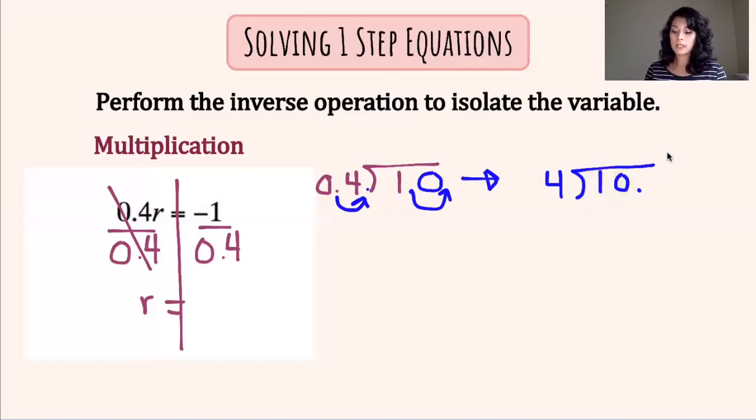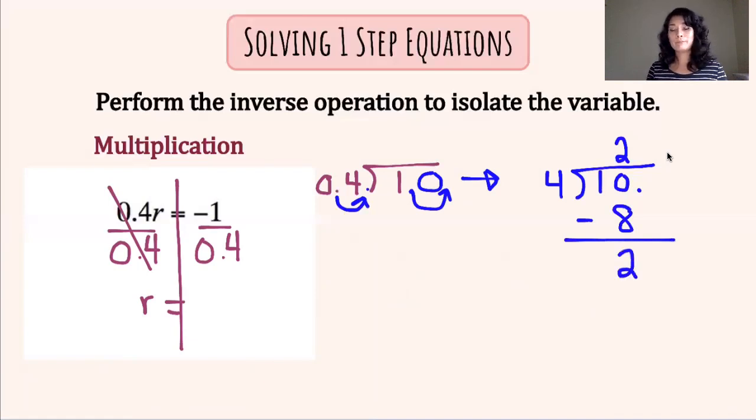4 goes into 10 twice, so I'm going to write that 2 above the rightmost value in the number I'm dividing, so I have to write it above the 0. And then I multiply the 2 with the 4, and that gives me 8. I subtract and get a difference of 2.